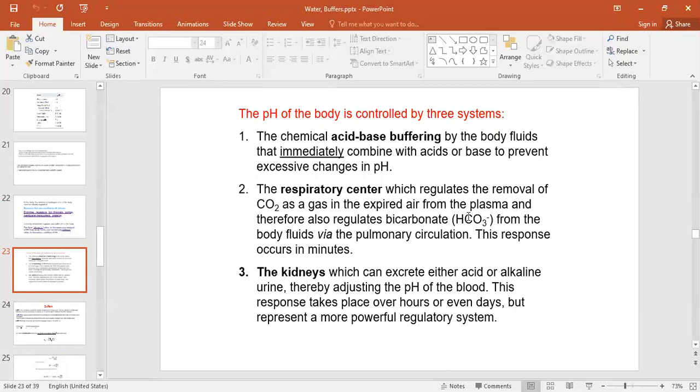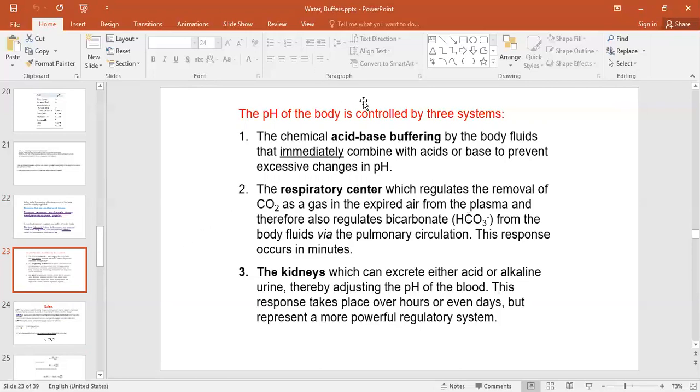This response occurs in minutes. That is more powerful than acid-base buffering. The third system is the kidneys. Kidneys excrete either acid or alkaline urine, regulating our body pH. This is a very powerful regulatory system, but needs time, hours, and even days.